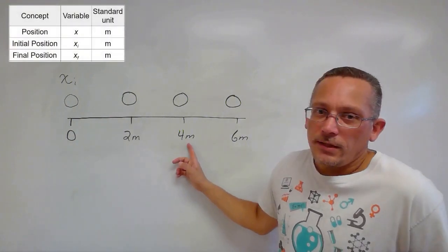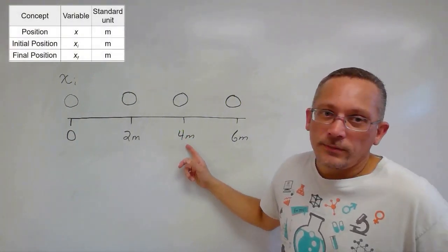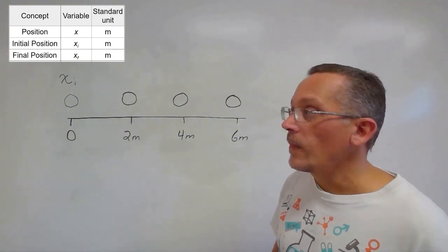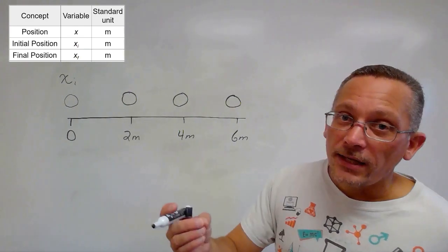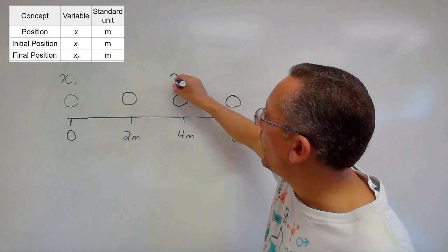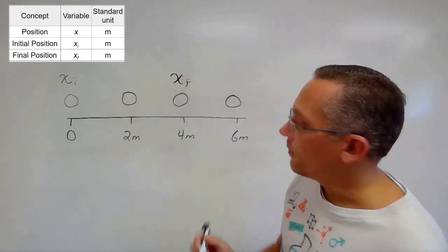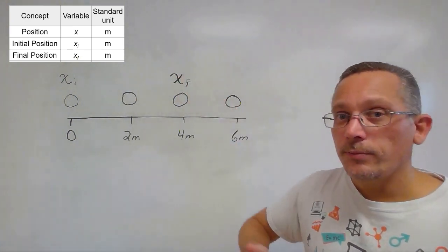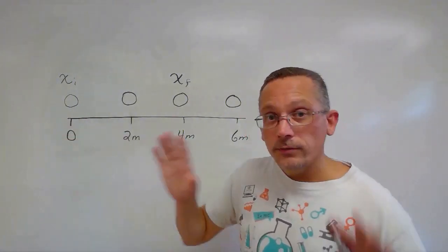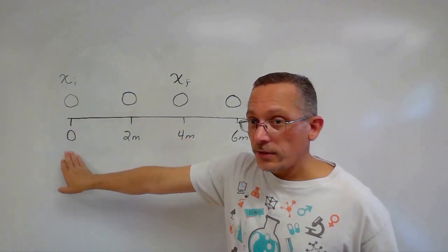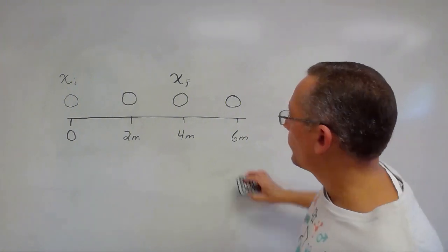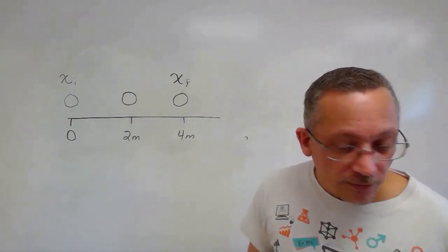Maybe I stopped looking at it here. Maybe it kept going, but this is where I'm done being interested in it. We'll call this the final position. For final position, we use x with the subscript f, x sub f, x for position and f for final. So my ball moved from the initial position of 0 to the final position of 4. Forget about that, that's unimportant for us right now.